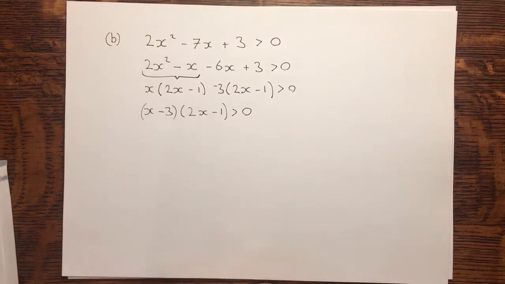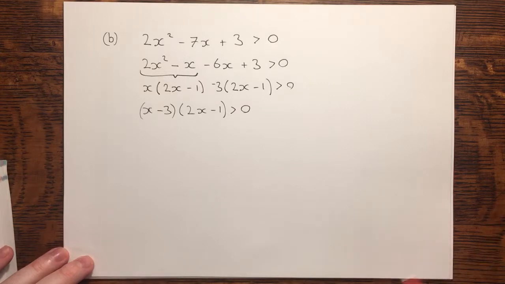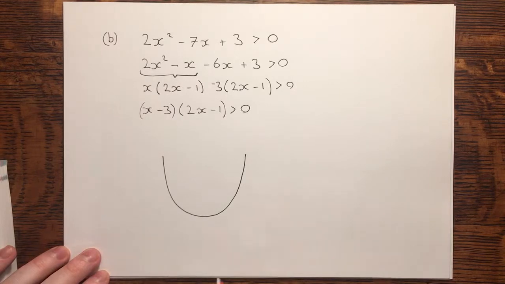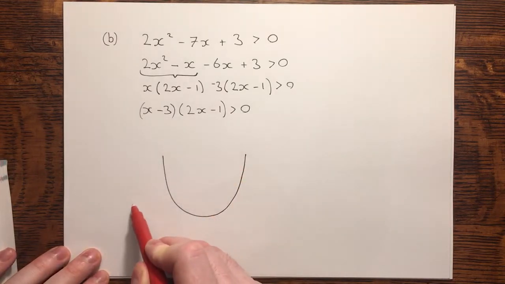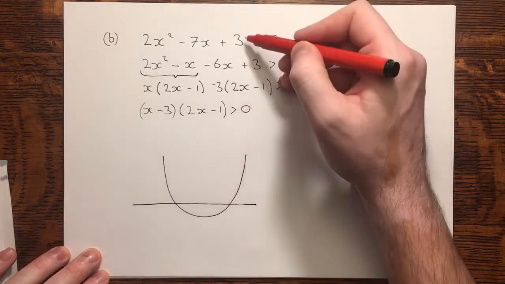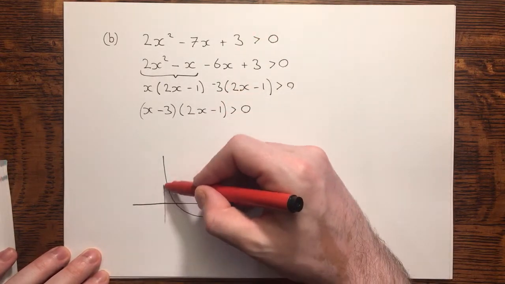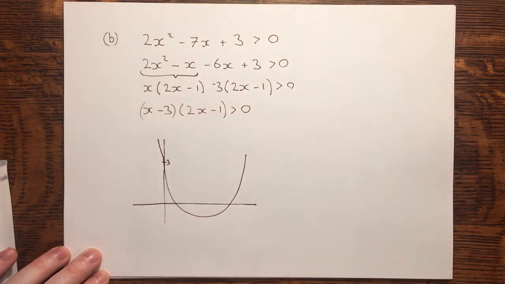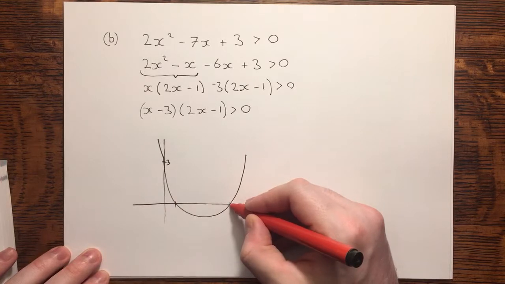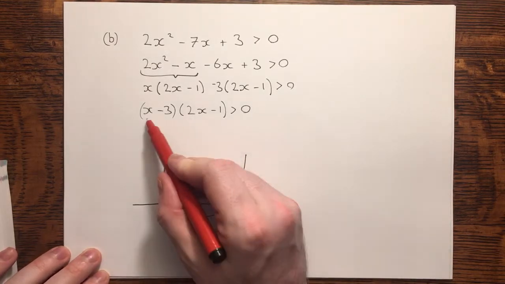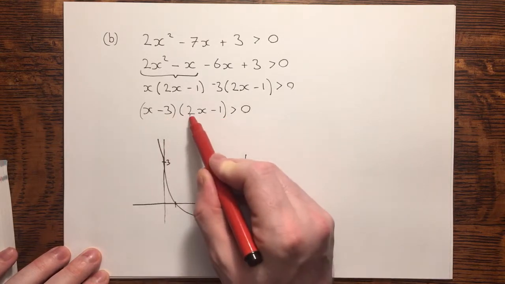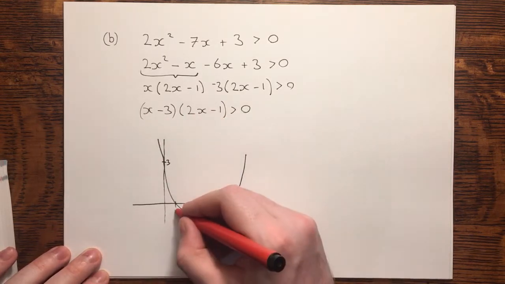Once we've factorised it, a sketch is helpful. Since this has a positive coefficient to the x squared term, this is the general shape. We can see that there are 2 solutions, so it must cross the x-axis, and also we do have a y-intercept, although its value isn't relevant to this question. The x-intercepts, however, are x is 3 and x is a half. 3 minus 3 is 0, 2 halves minus 1 is 0.